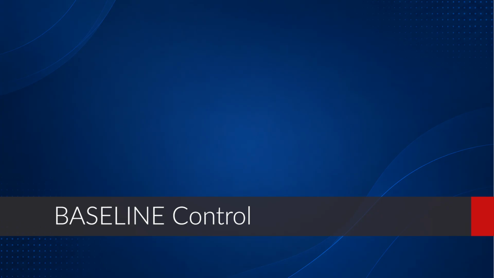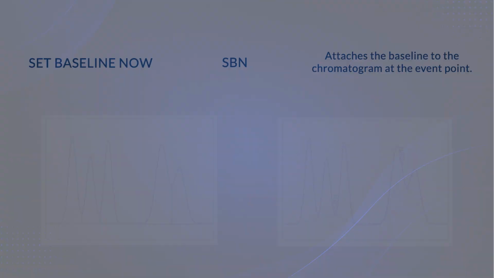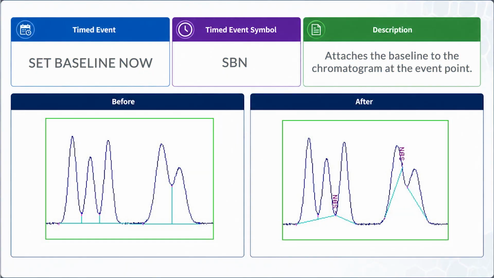Baseline control. The next group of events controls how Chromperfect places or manages baselines. SBN means Set Baseline Now. This event tells Chromperfect to set the baseline at the exact time where the event is placed. SBN can be useful when the baseline needs to be forced at a specific point, especially where the automatic baseline decision does not match the user's intended integration.